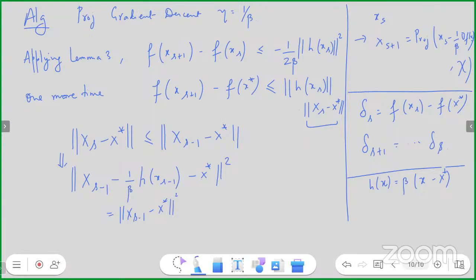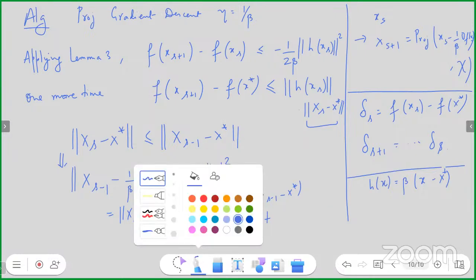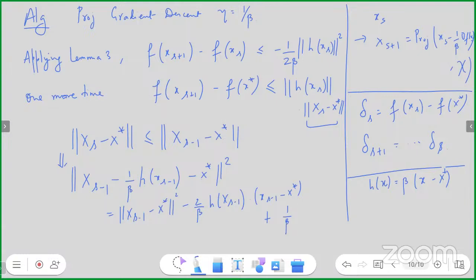We've done this trick many times over. Minus 2 by beta h of xs minus 1 times xs minus 1 minus x star, and plus xs minus 1 minus x star. Am I doing the whole thing correctly? No. All I get is just simply h of x, 1 by beta square h of x square. So this term I want.